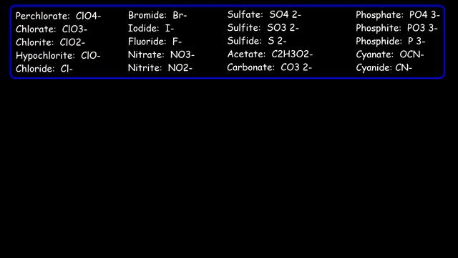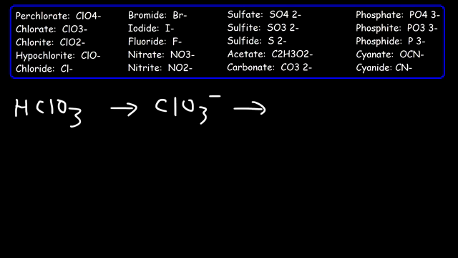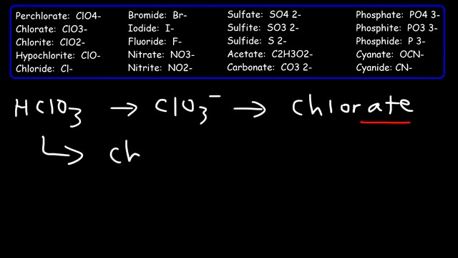So here's a list of ions that we're going to use in this video. Let's start with this example, HClO3. How can we name this acid? Step one is to identify the ion. HClO3 contains the ion ClO3-, which is known as chlorate. Now, because it has the suffix ate, we're going to replace it with ic and add the word acid. So HClO3 is called chloric acid. And that's a simple way in which you can name acids.